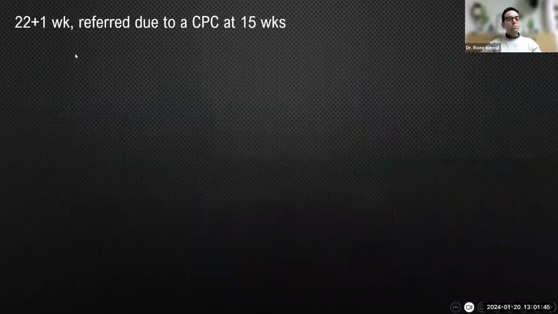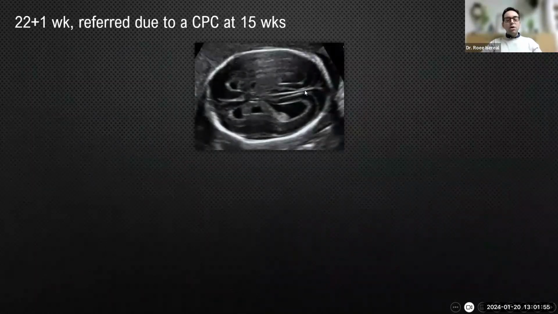This is another case that was referred to us at 22 weeks, because someone thought he saw an early CPC, choroid plexus cyst, at 15 gestational weeks. So you start your exam by the axial view, the transabdominal axial view. And once you see this image, you know that there are no CPCs here. You see the cystic cavitations, but you know that they do not involve the choroid plexus. They involve the ganglionic eminences.